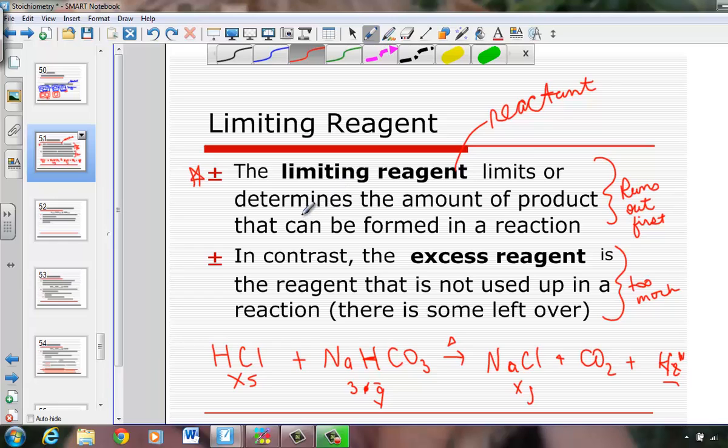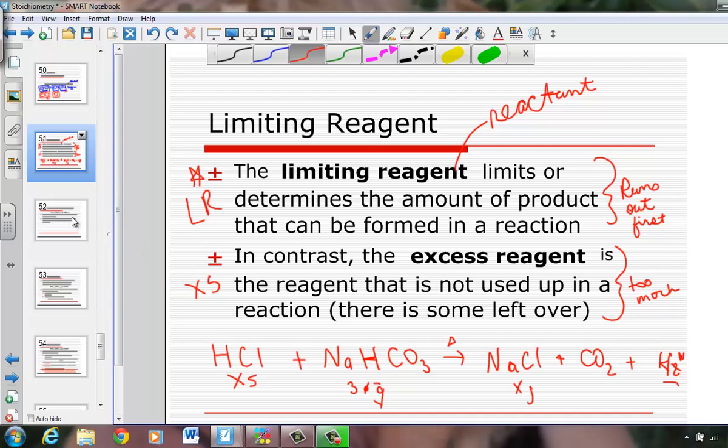Limiting reagent limits or determines the amount of product that can be formed. What we have extra of, poured in excess amounts, is known as the excess reagent. You'll often see me use limiting reagent and excess reagent as my symbols.